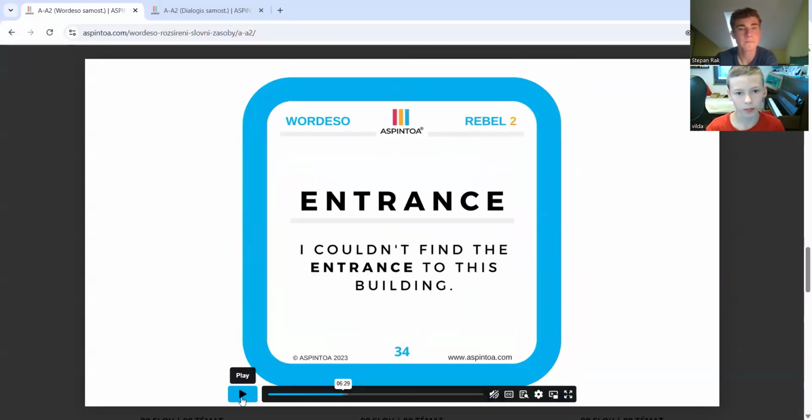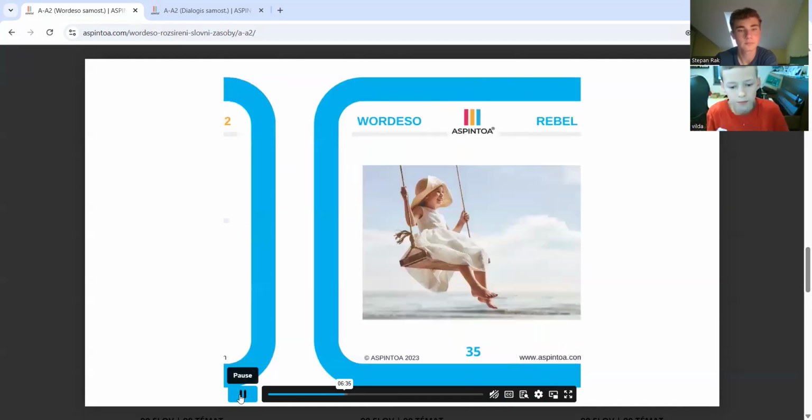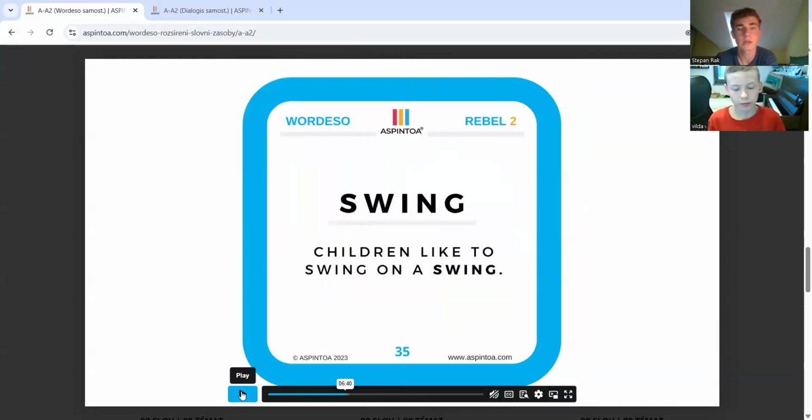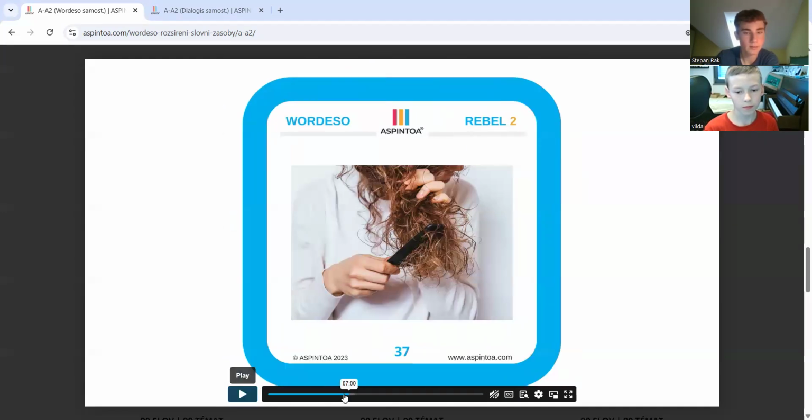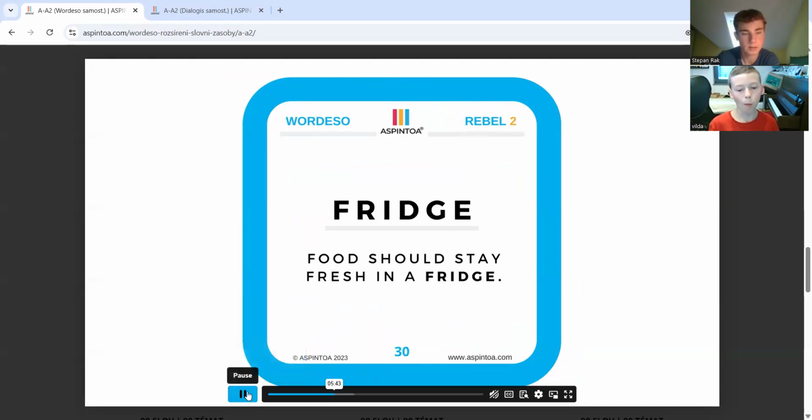Entrance. I couldn't find the entrance to this building. Swing. Children like to swing on a swing. Shampoo. I wash my hair with shampoo. And let's keep it there. Just these few for today.